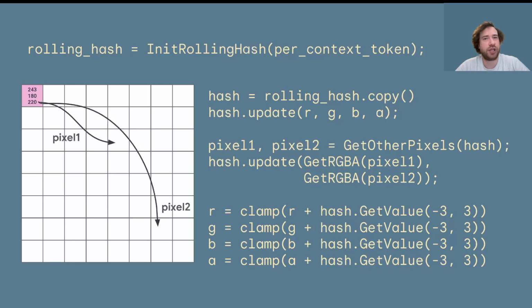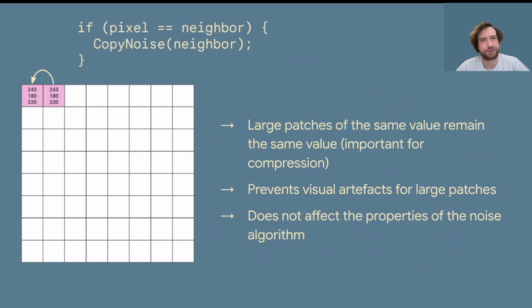Finally, we use the rolling hash again to get a pseudo-random value in the range of -3 until 3 for each of the 4 channels, which represents the noise. As an optimization, we check if the current pixel value is an exact match with one of its direct neighbors. If that's the case, we apply the exact same noise. This makes sure that for large patches with the same pixel values, these are also the same after noise is applied.